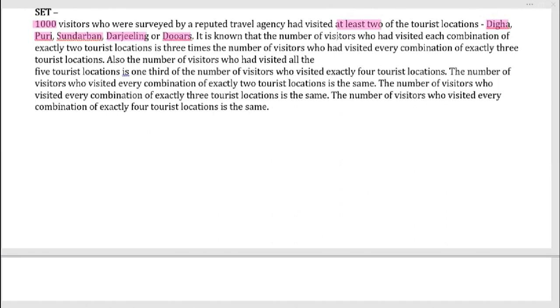It is known that the number of visitors who had visited each combination of exactly two tourist locations is three times the number of visitors who had visited every combination of exactly three tourist locations. So this way, the information of these 1,000 visitors has been distributed. Let us try to take this with some equation. There are a total of 1,000 visitors. They have visited at least two of the tourist locations.